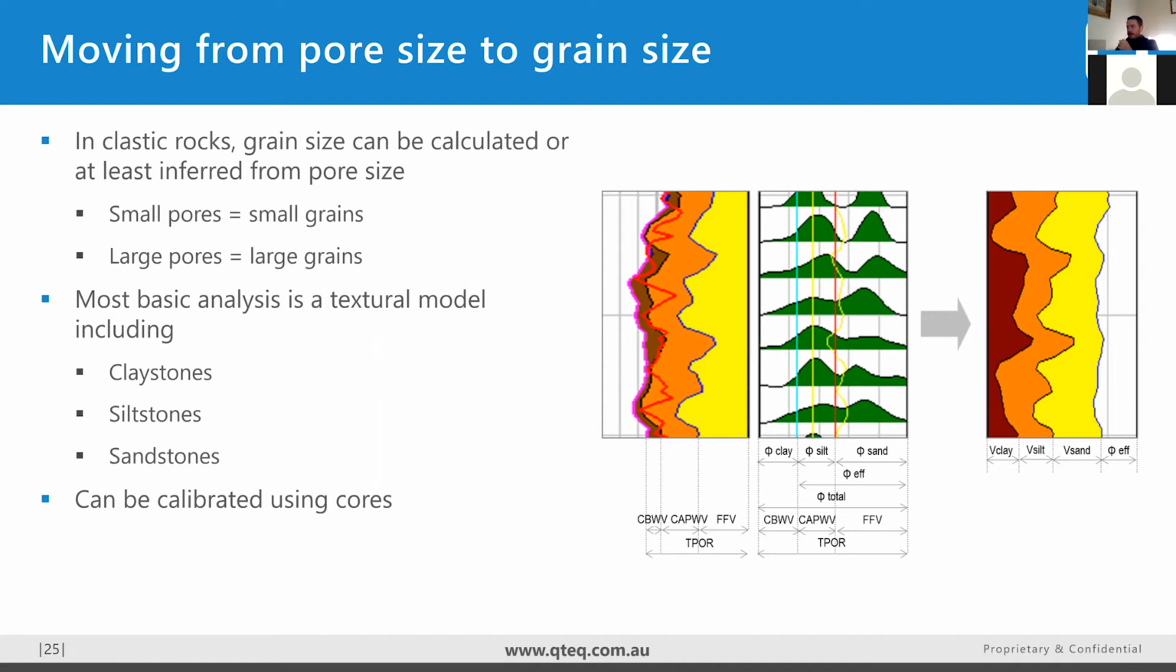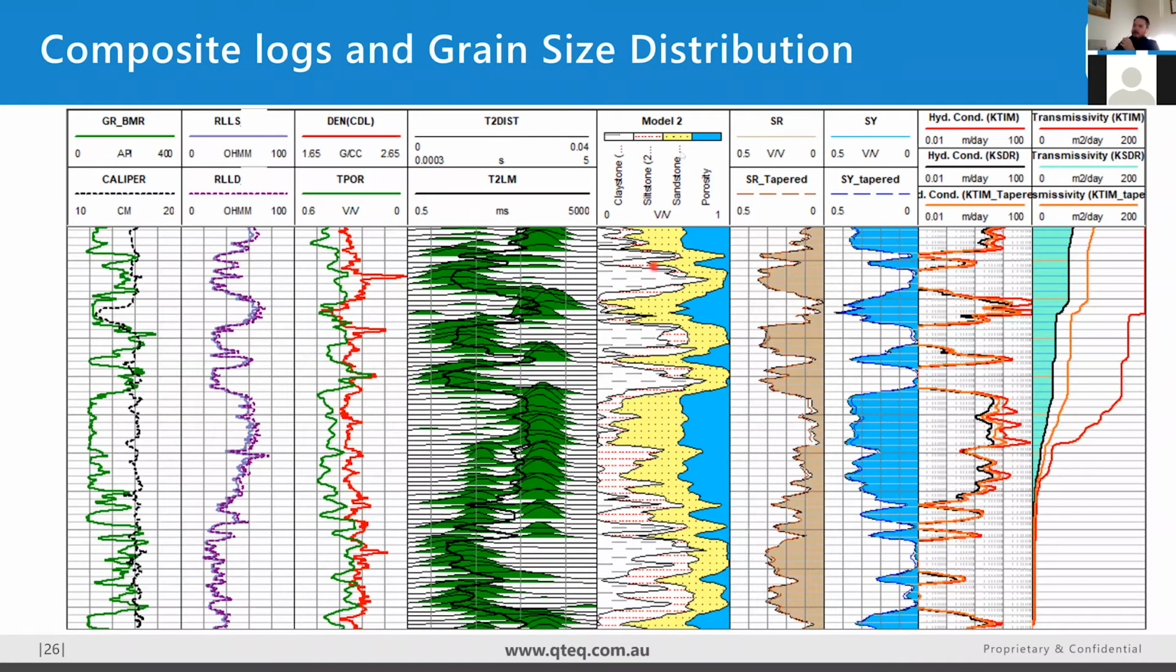So now instead of just having a qualitative assessment, we get more of a structural interpretation of the formation. And that's what this track here is called Model 2. There's a couple of different ways of doing it, and we end up with a volume of clay, a volume of silt, and a volume of sand.